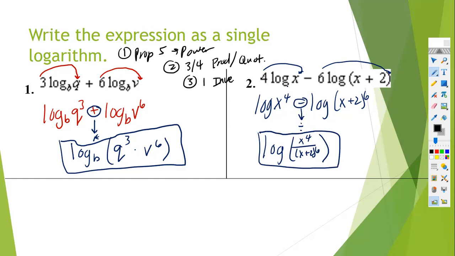There's no base written on the log. So what's the base? 10. Remember, even though you don't see it, who's there? 10. If it's not there, it has a base of 10. If it bothers you, you can write in 10. I would not count off on it as long as you understand that when you don't see a 10, it is still there. Okay, all right.